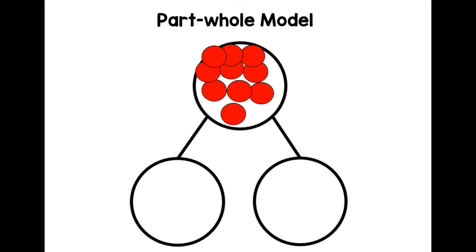Now we saw that 5 and 5 make 10. So the part could be 5, the part could be 5, and the whole is still 10. I wonder if you can think of any other ways of making 10 using different parts. You could draw your own part-whole model and explore moving objects or counters from the whole to the parts.